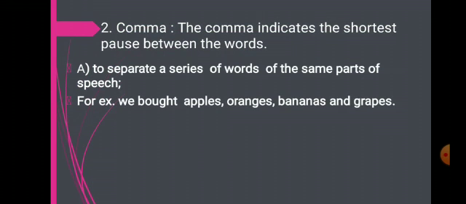For example, we bought apples, oranges, bananas and grapes. Now all these are nouns. Apples, oranges, bananas and grapes all are nouns and they are used in a single sentence. So to separate them, I have put a comma.